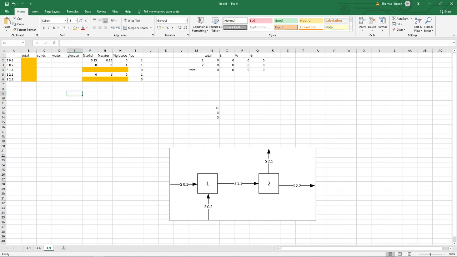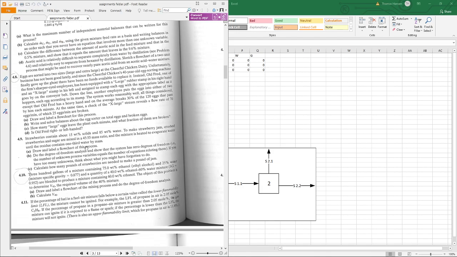But what I can do now is I can say that I'm given some extra information. I'm being told that the relation between S01 and S02 is 45 over 55, right? That information is given in the assignment right here, 45-55 mass ratio.